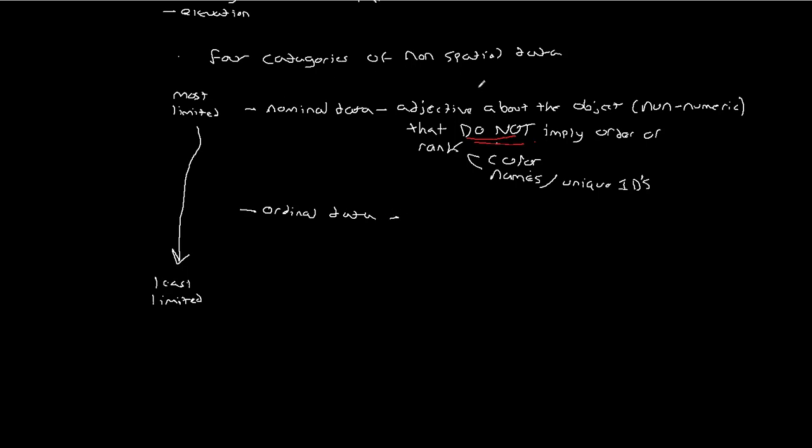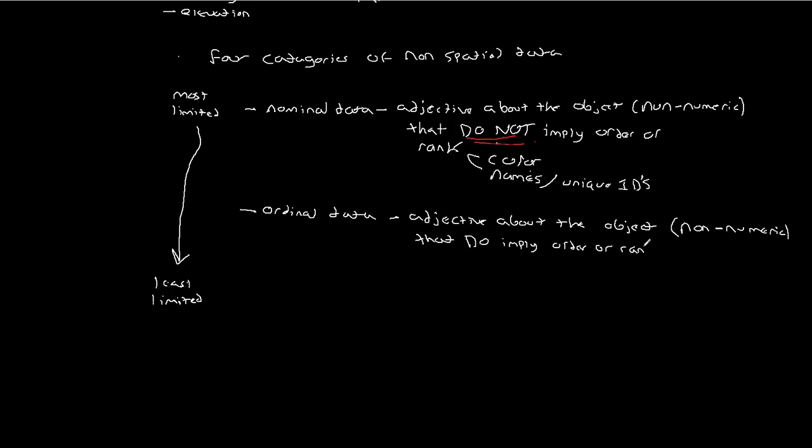Ordinal data is going to be the same concept as nominal, right? It's an adjective about the data or about an object. Again, these are non-numeric. But in this case, they do imply ranking, they do imply an order or rank. I'm going to underline "do" here, because that's the key distinction between nominal and ordinal: ordinal actually allows us to rank the data.